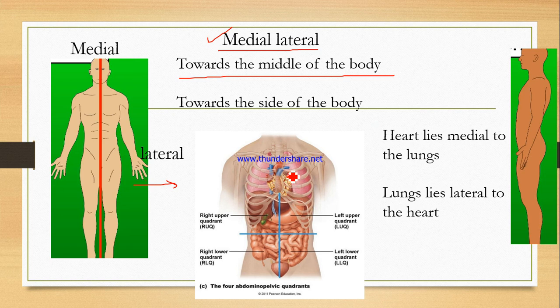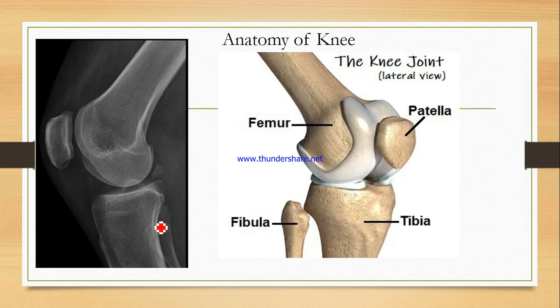Now you can see here, this is the lung, this is the heart, and both sides have lungs, which are away from the midline. But the heart is in the midline, so I can tell the heart lies medial to the lung, because the lungs are on the lateral side and the heart is in the middle. Similarly, I can tell the lung lies lateral to the heart. It's very simple to understand.